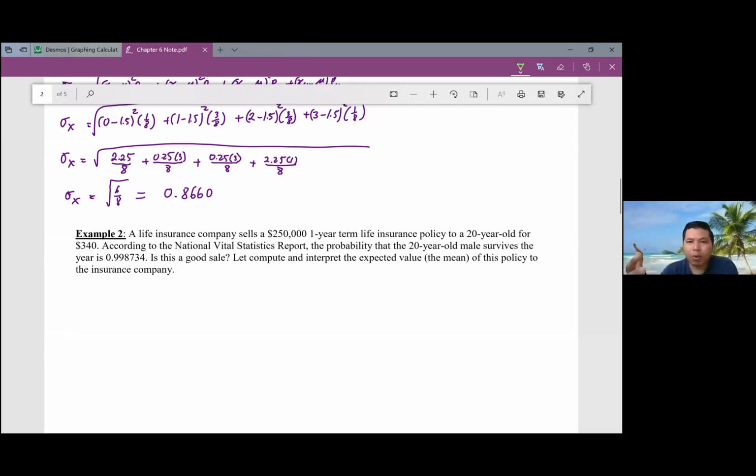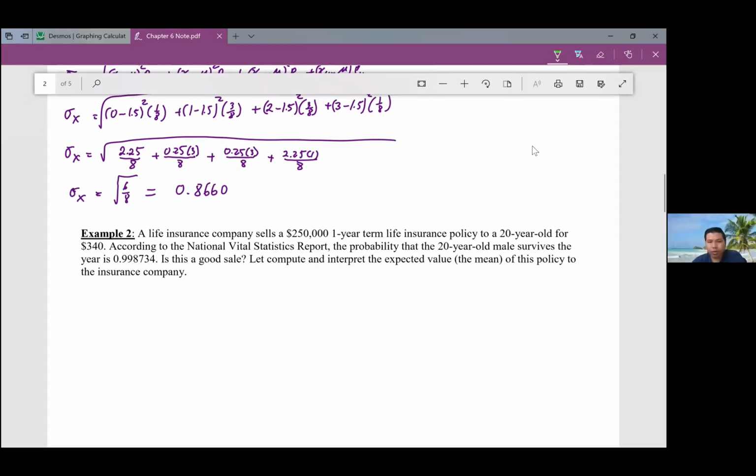So suppose a life insurance company sells a $250,000, 1-year life insurance policy to a 20-year-old for $340. What does that mean? There's no monthly payment; they just do a yearly payment. So at the beginning of the year, you pay $340 and that's it. You don't have to take care of that anymore.